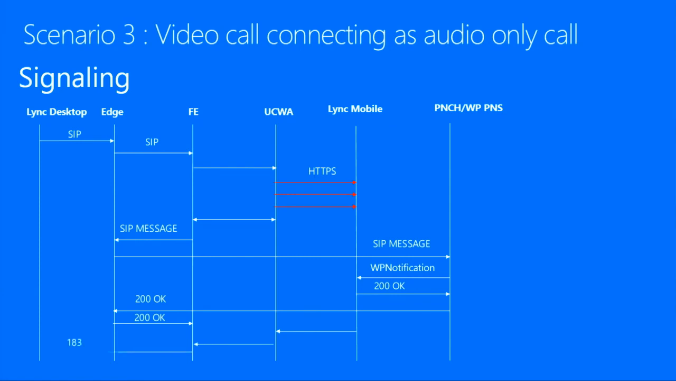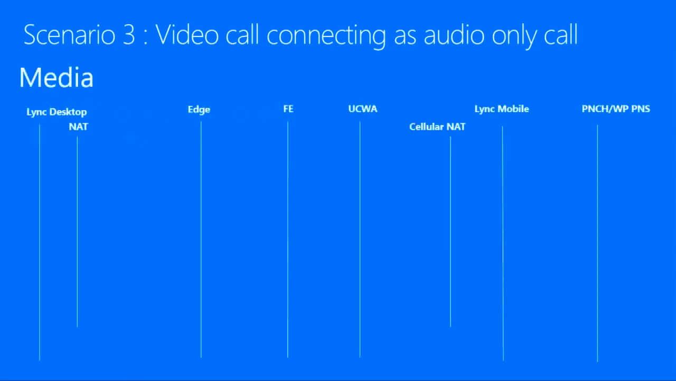So after this, this is the media call flow for this, but it's similar. So once it's connected, the media will flow from Lync desktop client to the Edge, and then Edge to the mobile client, and so it all went through the Edge.